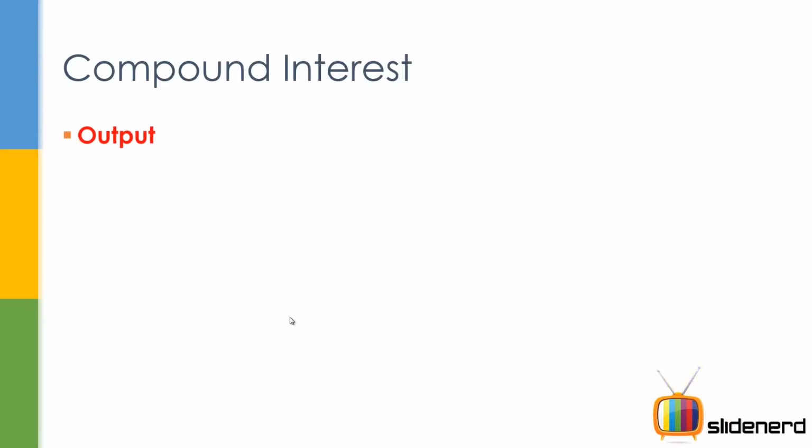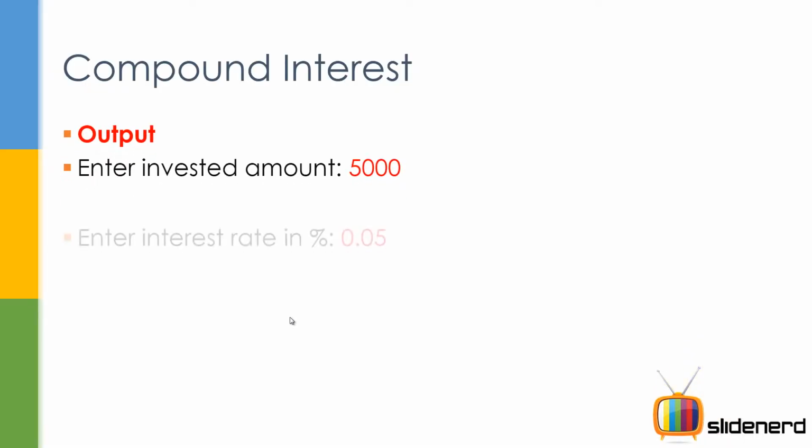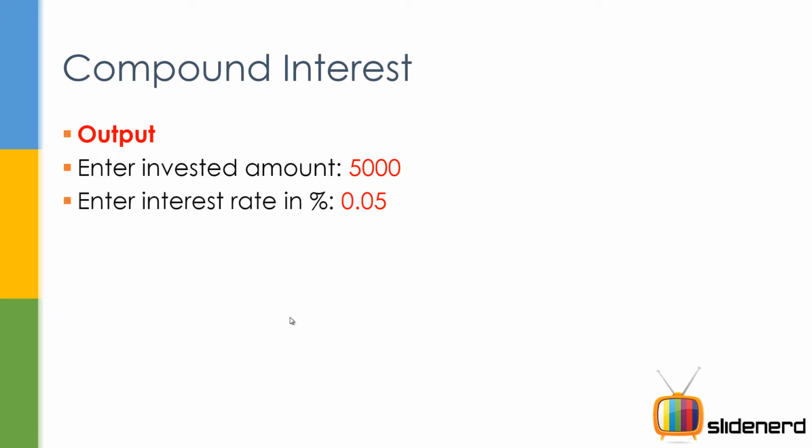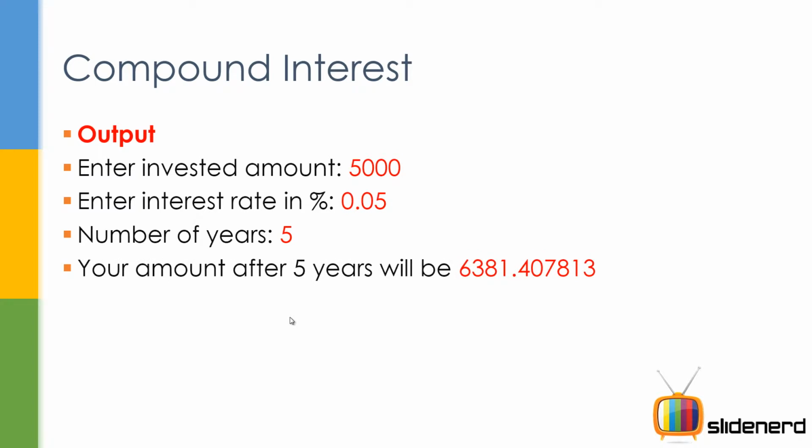Quick and fast, output, enter the amount, 5000 bucks, interest rate 0.05, number of years 5, and after 5 years this is what you'll get back, alright? This is the simple program.